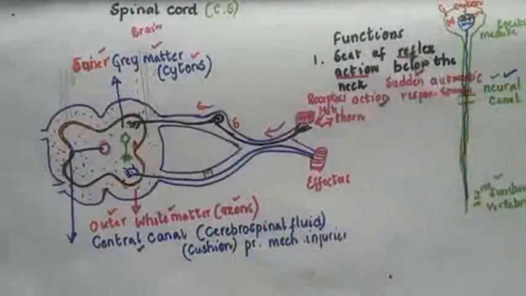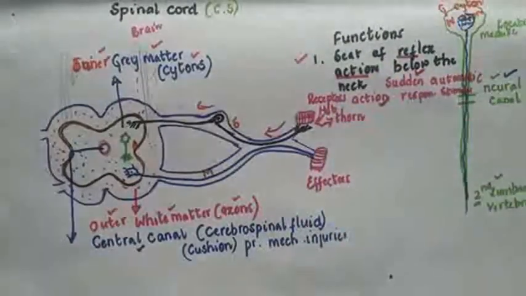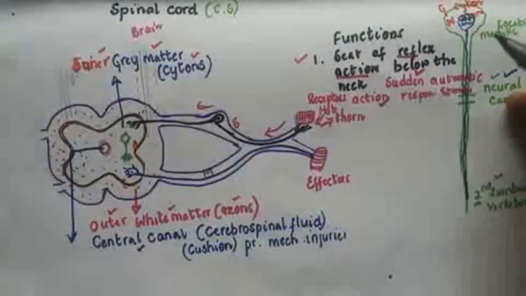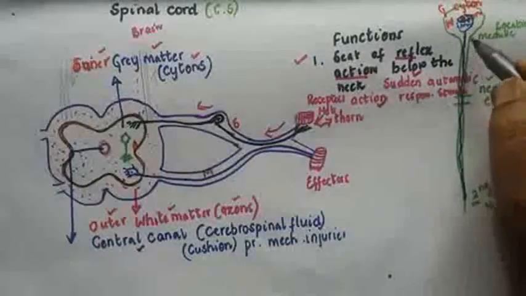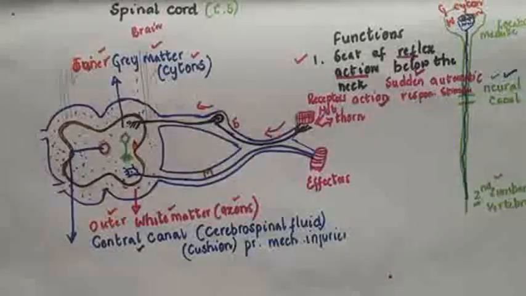So what is the first function of a spinal cord? Spinal cord is a seat of reflex actions below the neck. Why below the neck? Because we have a spinal cord arising from the medulla oblongata and running the whole length of the backbone. Right?